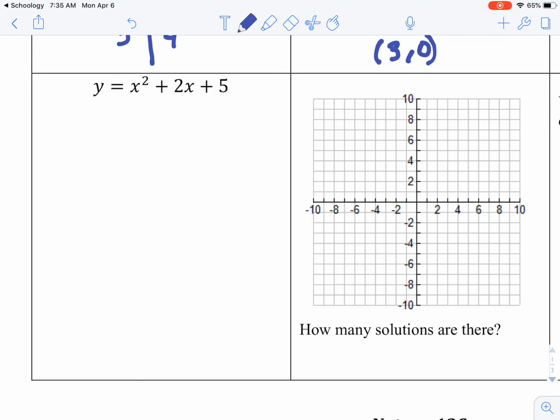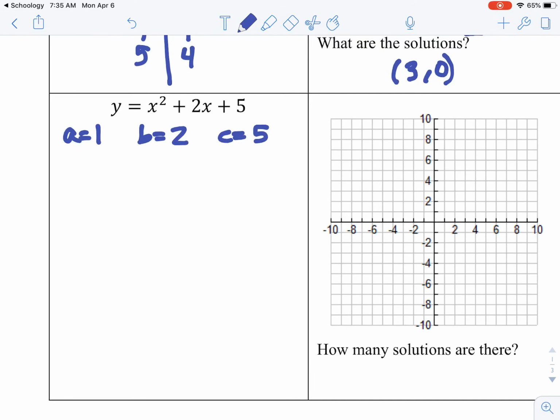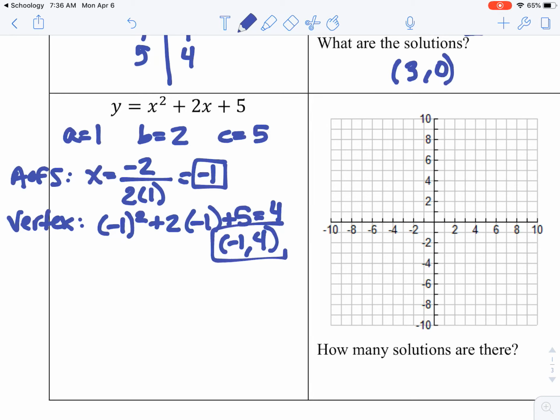Okay, next example, we continue to follow the same process. So we identify A, B, and C. We find our axis of symmetry. So x equals negative B over 2 times A, which is negative 1. I use that to identify my vertex. So my vertex is negative 1, 4.